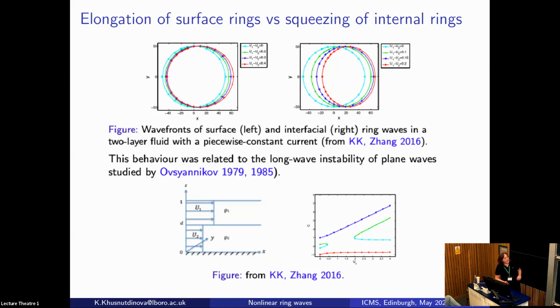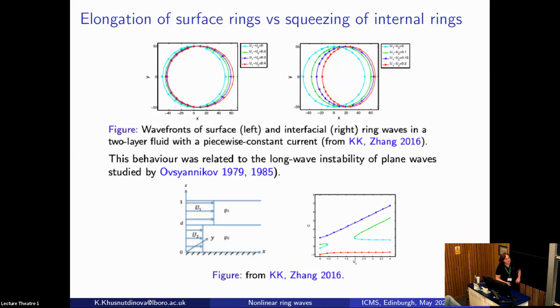So the interesting phenomenon which we found, considering this example of a two-layered fluid with a piecewise constant current, was that the wavefronts of the surface waves are elongated on the current as the current strengthens, which is intuitive, something that we see when we look, for example, at a river flow. But the wavefronts of internal ring waves on the same current are squeezed, okay? So in the direction of the current.